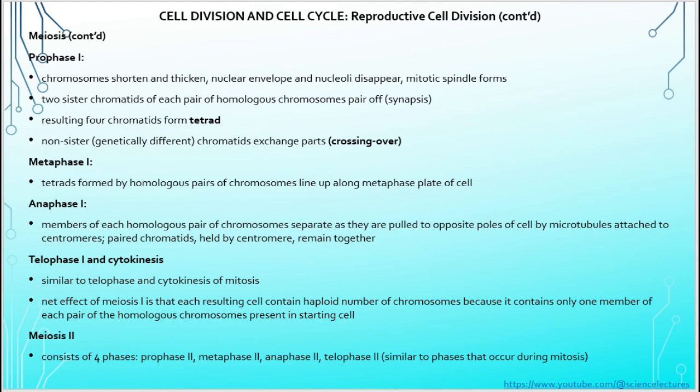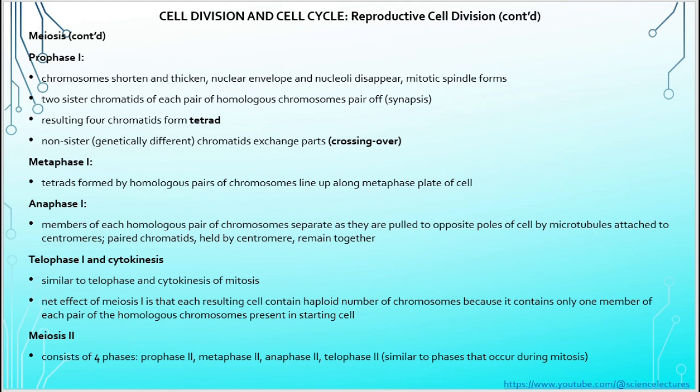Due to crossing over, the resulting cells are genetically unlike each other and genetically unlike the starting cell that produced them. Crossing over results in genetic recombination, formation of new combinations of genes, and accounts for part of the genetic variation among humans and other organisms that form gametes via meiosis.